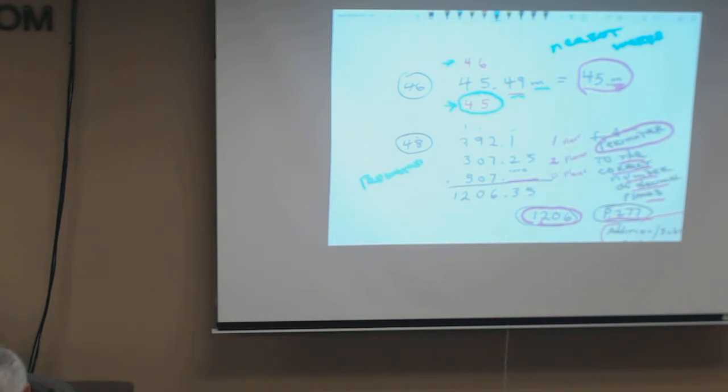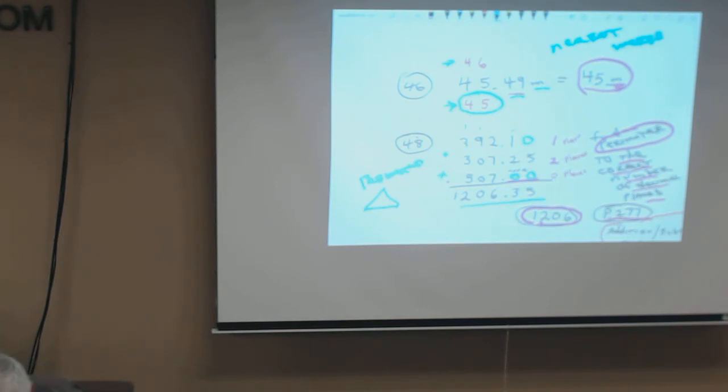It means the distance around the outside. So that means I just add these numbers together. And I put zeros in here so I can see what I'm doing. Add them up and I get 1,206.